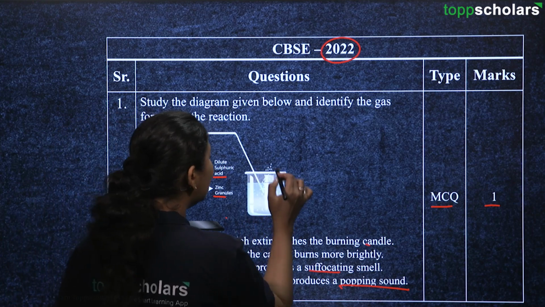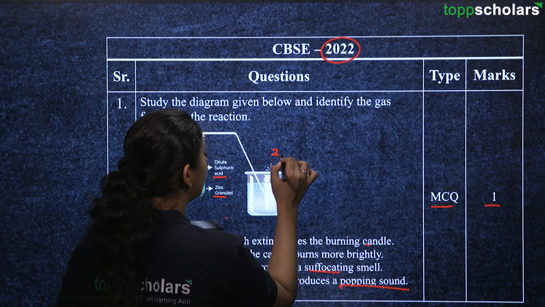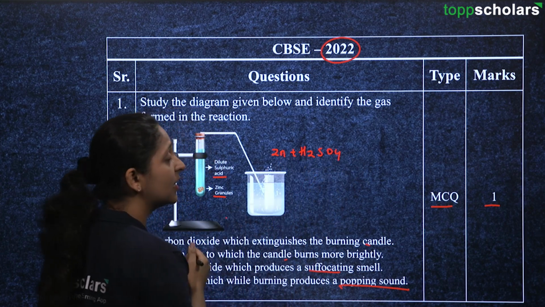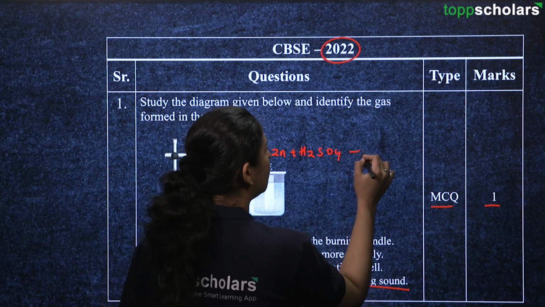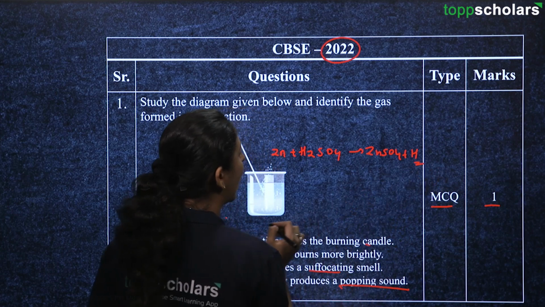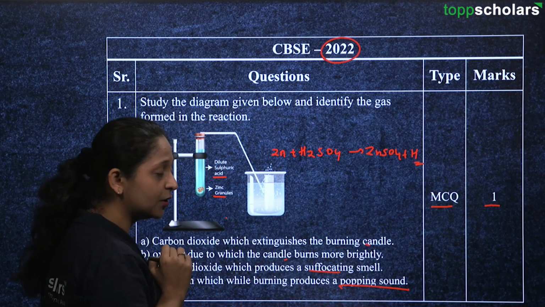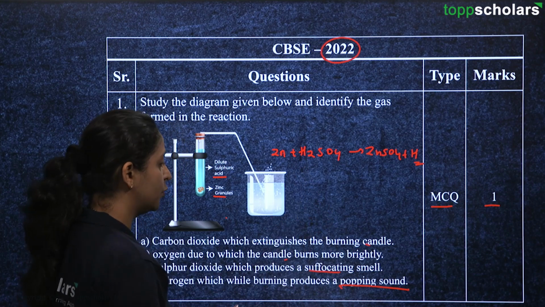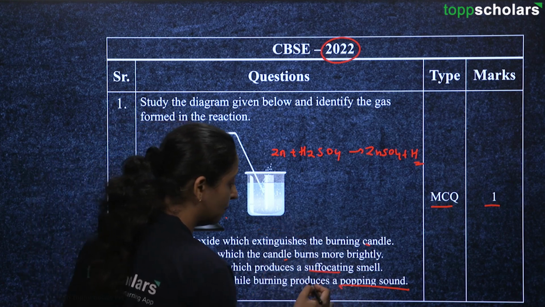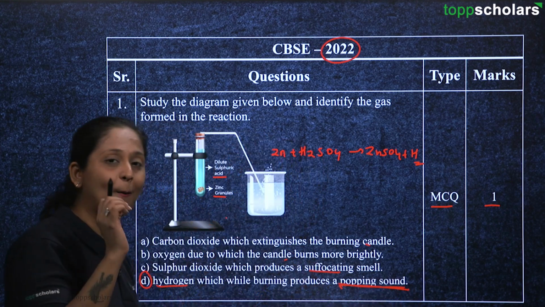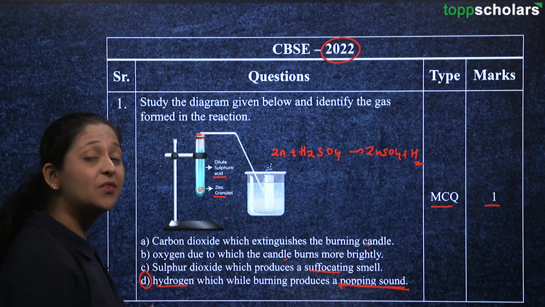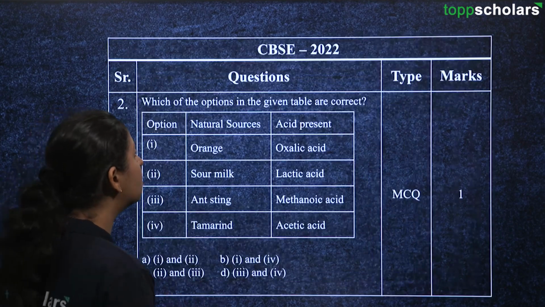So, the resulting gas produced when zinc is reacting with sulfuric acid, it is a displacement reaction where zinc replaces hydrogen. So, it will produce zinc sulfate along with hydrogen gas which is released in this reaction. So, out of all of the options which you can see, only the last option says hydrogen, which produces a popping sound while burning. So, your correct answer will be option D. So, students, you can see from this topic, actually they are asking very simple questions.